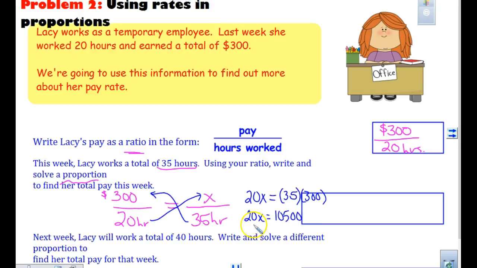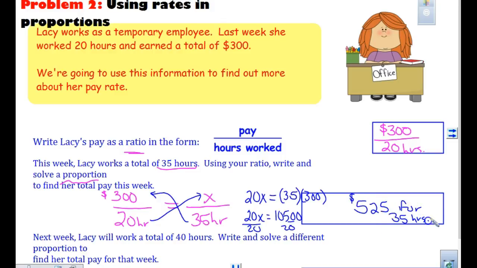But I want to know per one. So solving our equations, I'm now going to divide both sides by 20. You remember doing this last year? We did it this year. Yes, we did do it this year, but you did it last year quite a bit, proportion, okay? So what do I get for an answer? $525 for 35 hours of work.